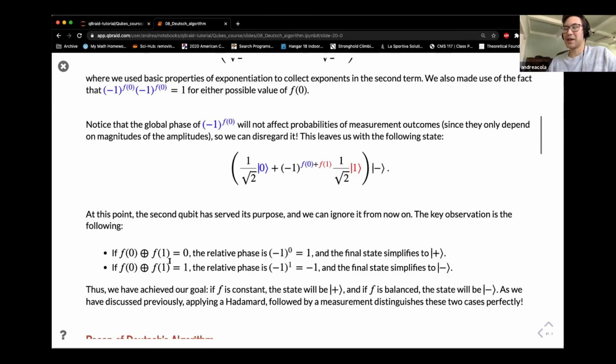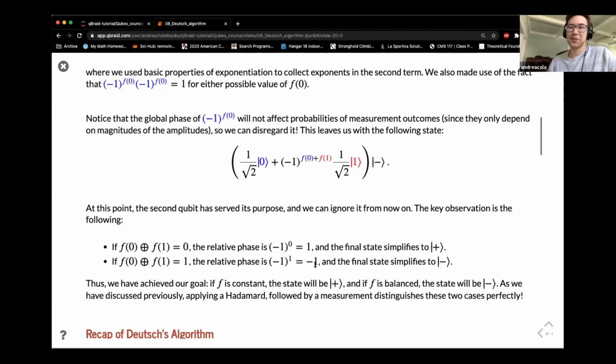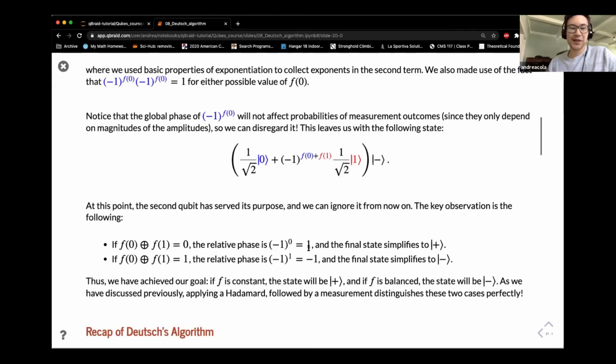And so, as I said, in the first case, the relative phase is +1 and the state is ket plus. In the second case, the relative phase is -1 and the state of the remaining qubit is ket minus. We can distinguish these two states, as we argued earlier, by just applying a Hadamard gate and then measuring. If we were in the first case, we know that the function was constant. If we were in the second case, the function was balanced. And so that's the answer to the problem.